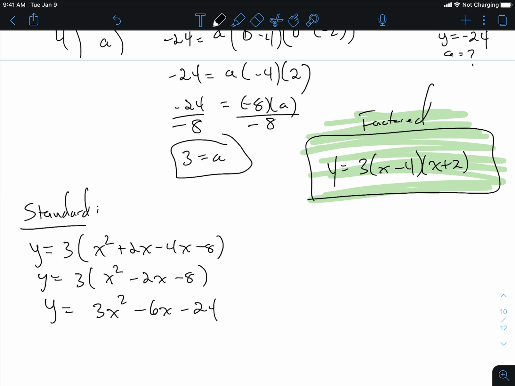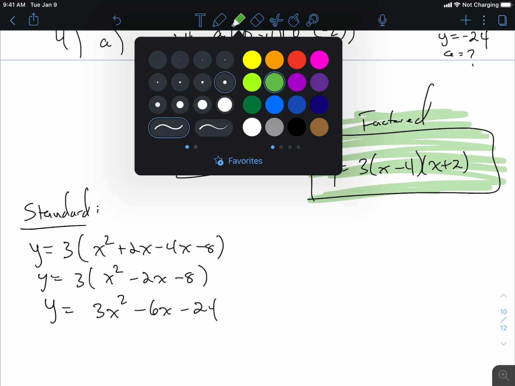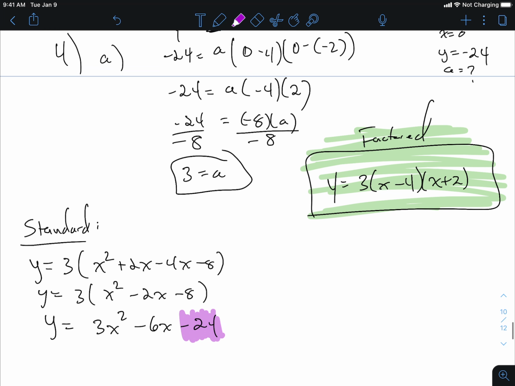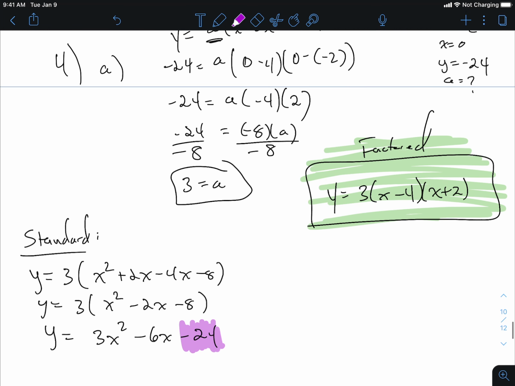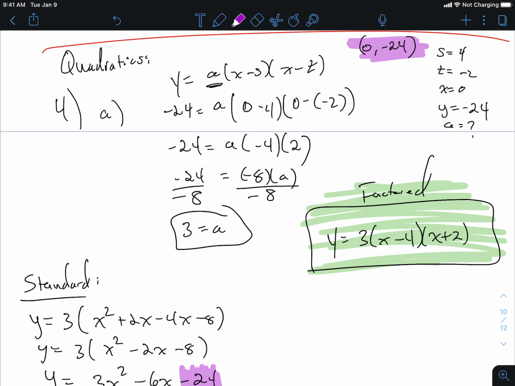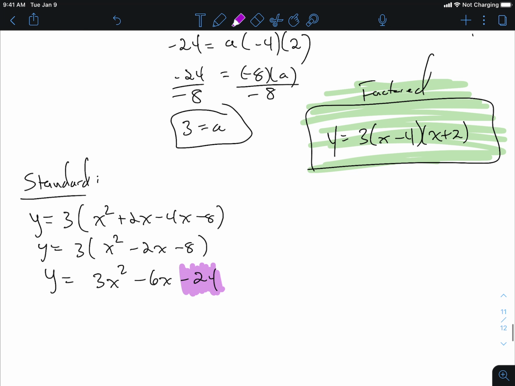Does that make sense? Where's that minus 24 from? That's not magic. Like, that's not a, oh, look at that. Like, that's there for a reason. Where did that negative 24 come from? What's it say in the question? What's the y-intercept in the question? (0, -24). That's the y-intercept. We can see it spit out in standard form. Right? Now, is everybody okay? Those are kind of, I would say, the two easiest based on the question.